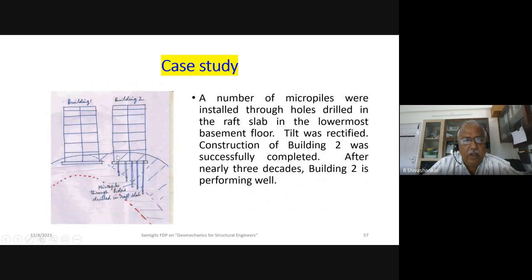They had to go to the basement floor, drill holes, and drive small diameter piles, which are called micro piles, and also jack up. So ultimately, after a lot of effort, they could rectify the tilt, and now it's performing. But it involved a lot of cost. If they had invested a little money, that's what I said.